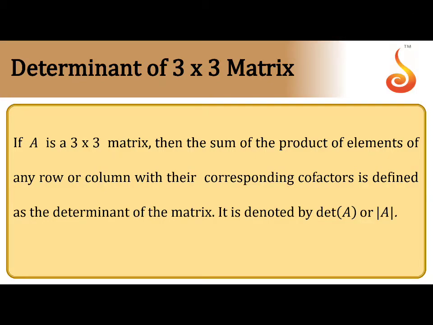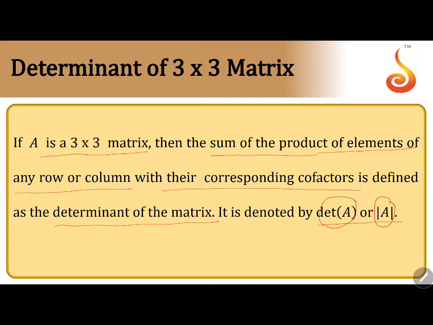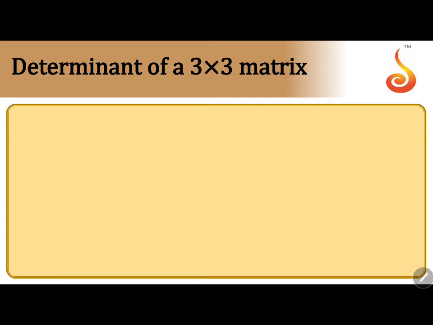Determinant of a 3 by 3 matrix. If A is a 3 by 3 matrix, then the sum of the product of the elements of any row or column with their corresponding cofactors is defined as the determinant of the matrix. It is denoted by det A notation. You can use any one of these two. So I will explain you with example.